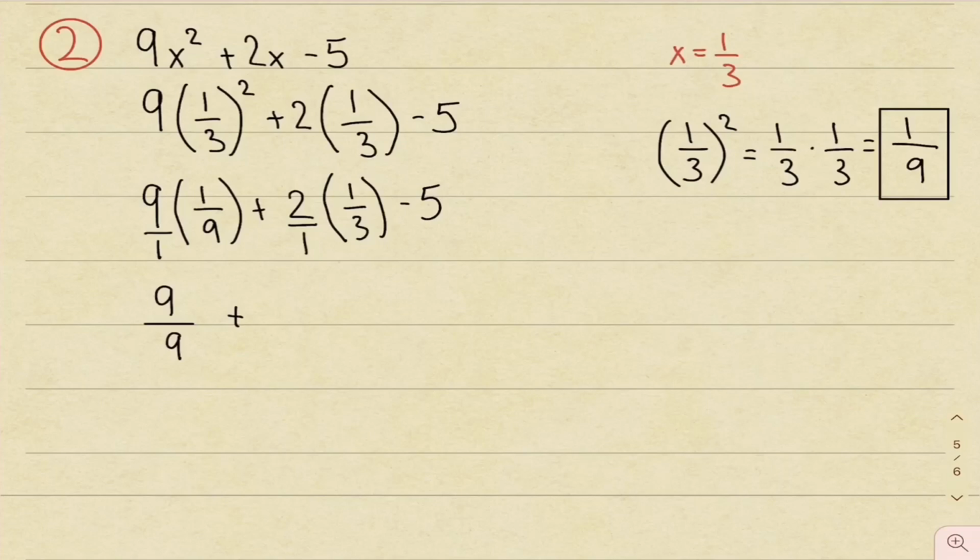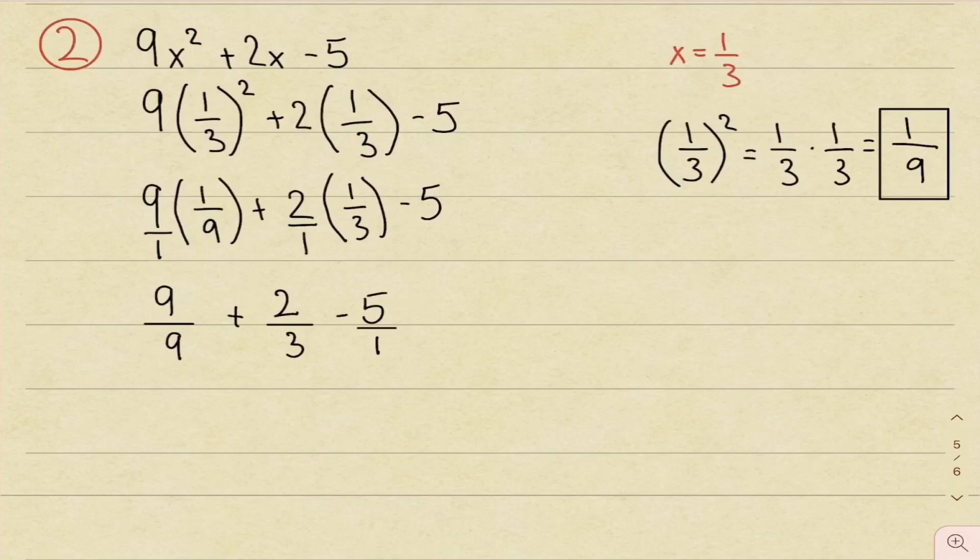The same thing, I multiply the top with the top, which is 2 times 1, which is just 2, over bottom with the bottom, 1 times 3, which is 3. I'm going to rewrite minus 5. Now I have 9 over 9 plus 2 over 3 minus 5. Now I'm going to make this 5 as a fraction by putting it over 1. So now I'm adding and subtracting 3 fractions. How do I do that? If you guys don't know how to add and subtract fractions, please go ahead and watch our lesson 6.